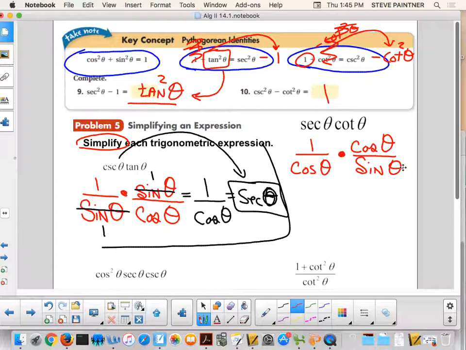Is that what you did? Did you turn secant into 1 over cosine? And did you look at cotangent and say cosine over sine? Okay. If you did that, it's just multiplication. What cancels? Cosine of theta with cosine of theta, 1 over 1. Answer on top, 1. Answer on the bottom, sine of theta. Looks like that's the answer, but you can clean that up a little bit. Call it what? Cosecant of theta.